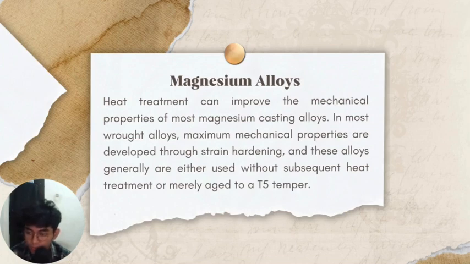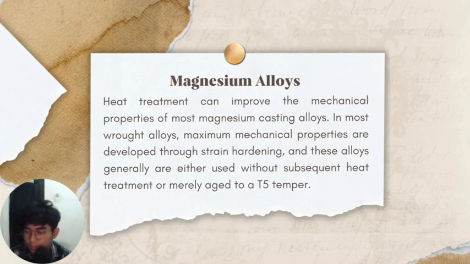T2 is annealed. T3 is solution heat treated and cold worked, and T4 is solution heat treated. T5 is artificially aged only. T6 is solution heat treated and artificially aged. T7 is solution heat treated and stabilized. T8 is solution heat treated, cold worked, and artificially aged. T9 is solution heat treated, artificially aged, and cold worked. T10 is artificially aged and cold worked.